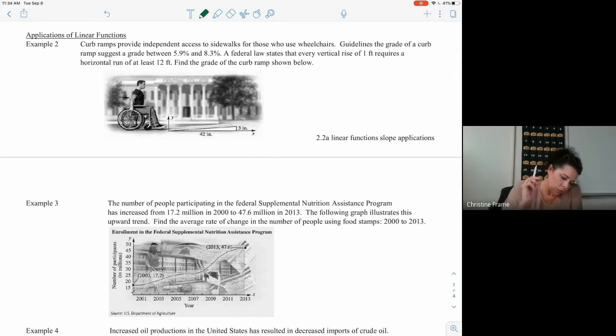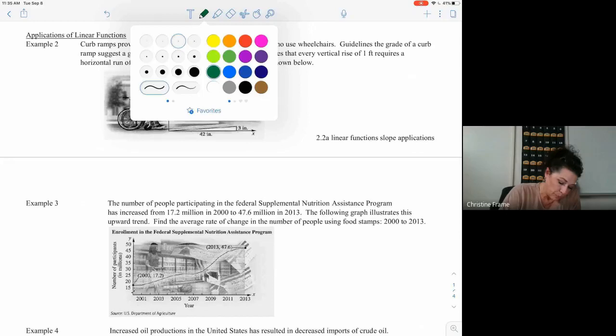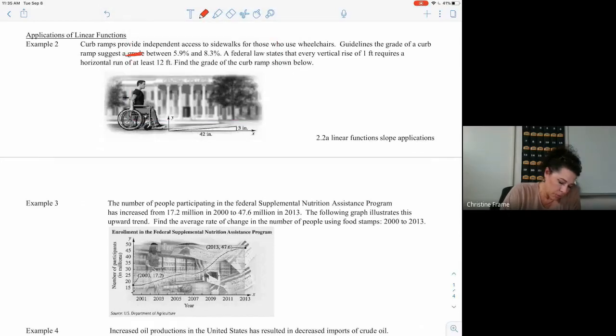Okay, so it says curb ramps provide independent access to sidewalks for those who use wheelchairs. You guys see them all the time. Guidelines for the grade of a curb ramp suggest a grade between 5.9% and 8.3%. I want you to notice that it says the grades are in percents and to the nearest 1/10 of a percent as well. That's critical to pay attention to. That's good information: the grade is in percent form to the nearest 1/10.